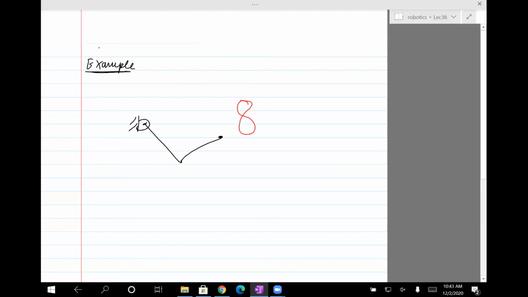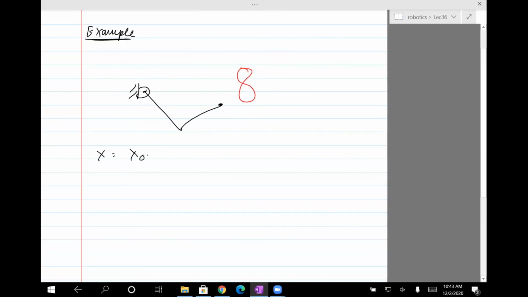Some of you might have done the lemniscate for your homework. The equation of a lemniscate is x equals x0 plus a sine 2 theta, and y equals y0 plus b cosine theta, where 2a is this width, 2b is this height, and the center point is x0, y0.